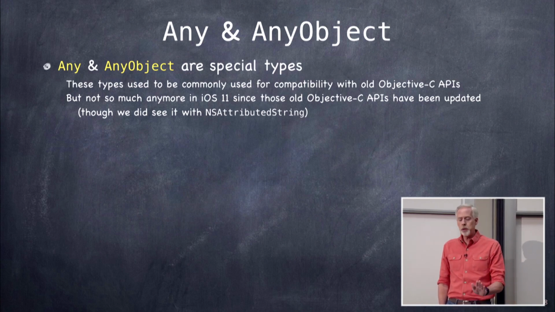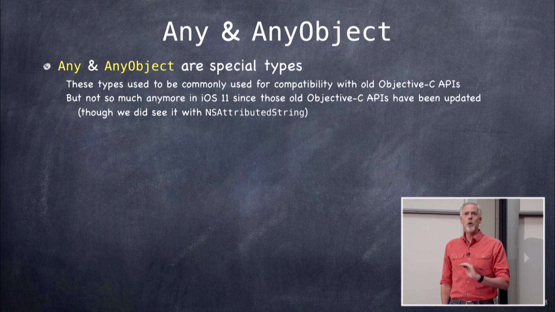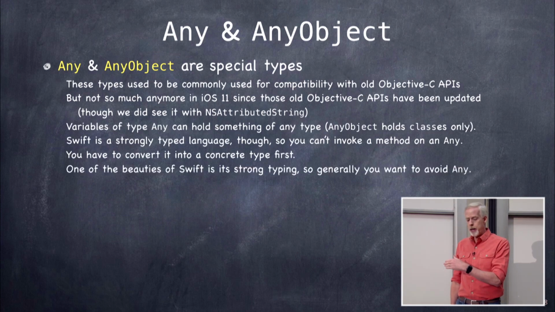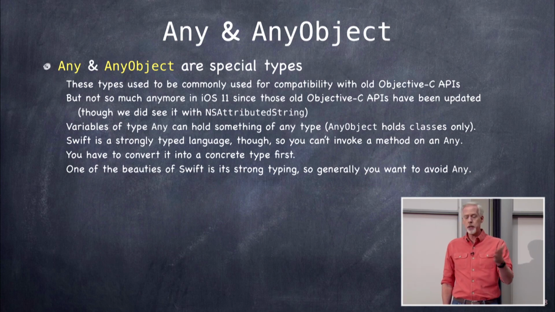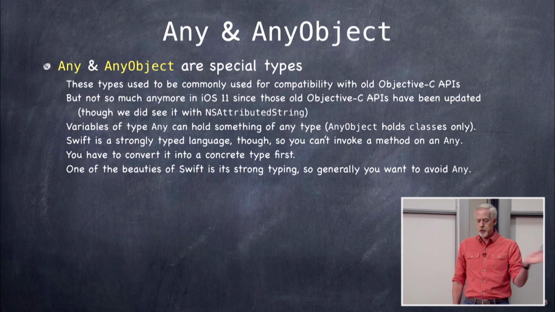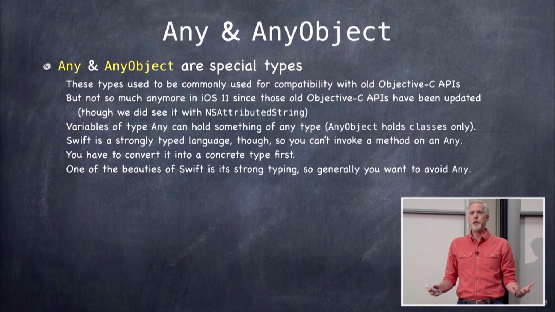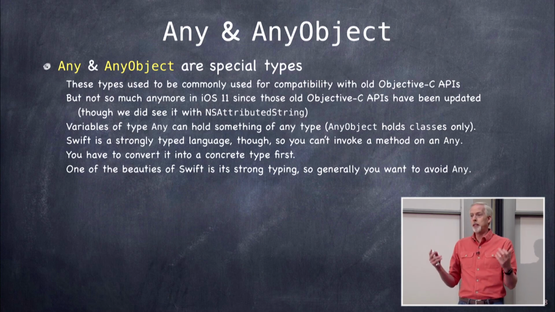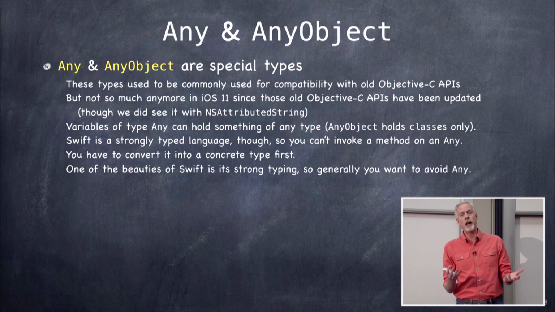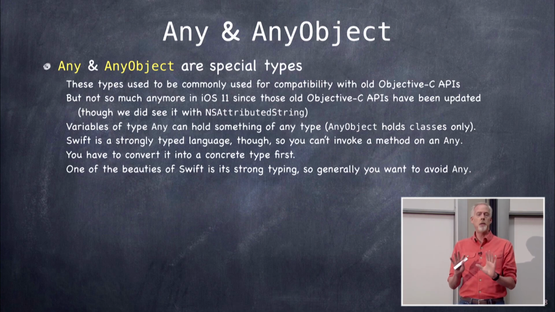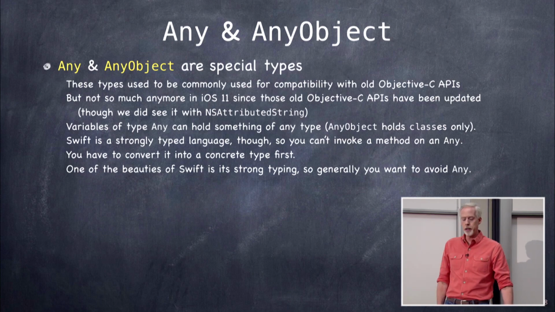Okay, so we don't use, as I said, any in our own code. It's for backwards compatibility. So variables of type any can hold any type. Okay, structs, enums, classes, anything. Okay, and the problem though is you can't send any messages to something of type any because you don't, in your code, know what it is, okay? Now Swift under the covers might know what it is, but since you've typed it any, it's assuming you don't want to send any messages to it, that you don't know what it is.